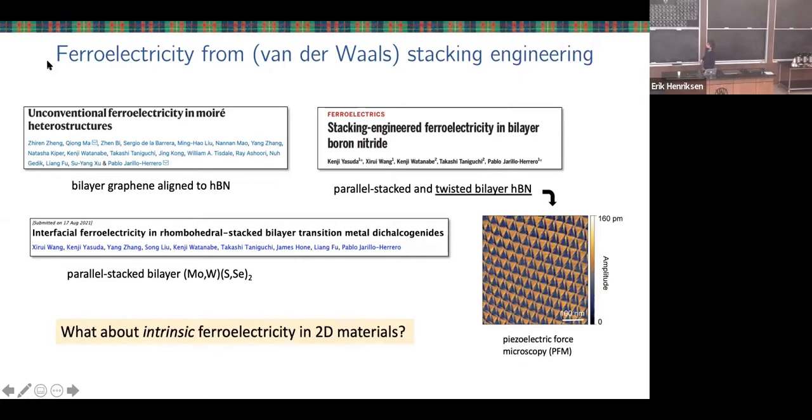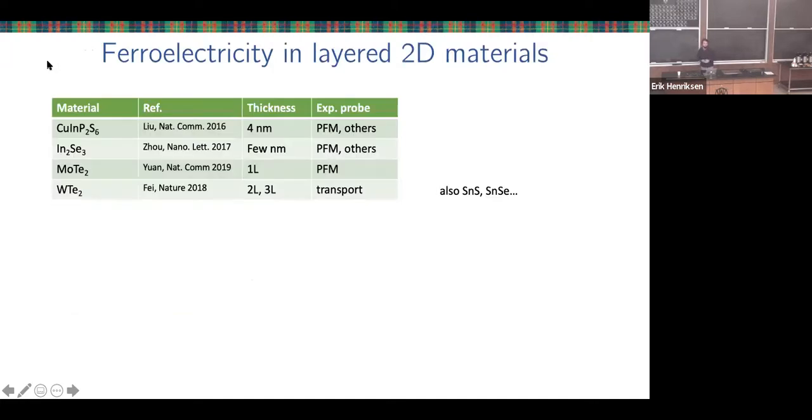But what about the intrinsic ferroelectricity in certain 2D materials? I had a nice discussion earlier today about all of these materials that you've recently worked on. So there's the copper indium thiophosphate, indium selenide, et cetera. And so far, all of these have been studied by this piezo force microscopy technique, where you essentially have to measure the domains of ferroelectricity.